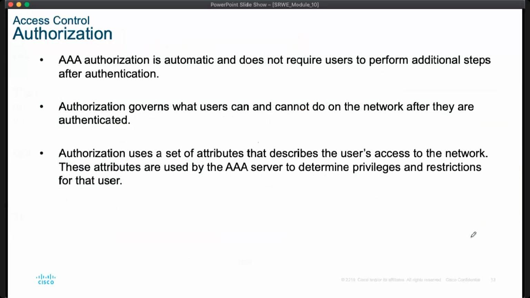Authorization. AAA authorization is automatic and does not require users to perform additional steps after authentication. Authorization governs what users can or cannot do on the network after they are authenticated. Authorization uses a set of attributes that describe the user access to the network. These attributes are used by the AAA server to determine privileges and also restrictions for that user.